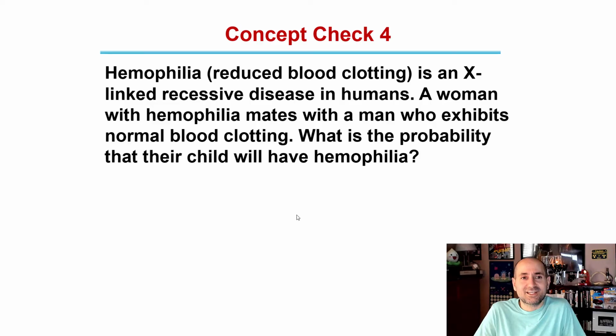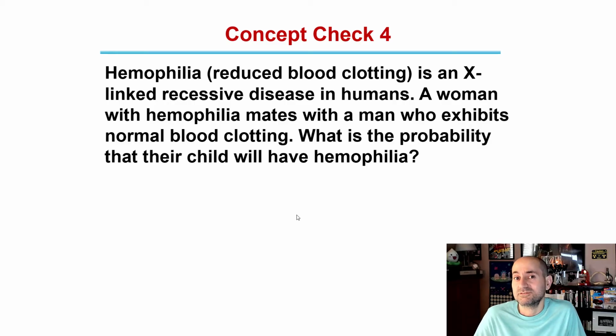So let's get started. Concept check number 4: hemophilia, which is reduced blood clotting, is an X-linked recessive disease in humans. Kind of like color blindness then. A woman with hemophilia mates with a man who exhibits normal blood clotting. What is the probability that their child will have hemophilia?